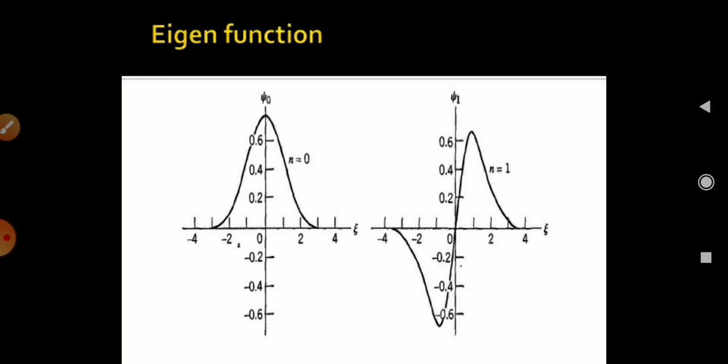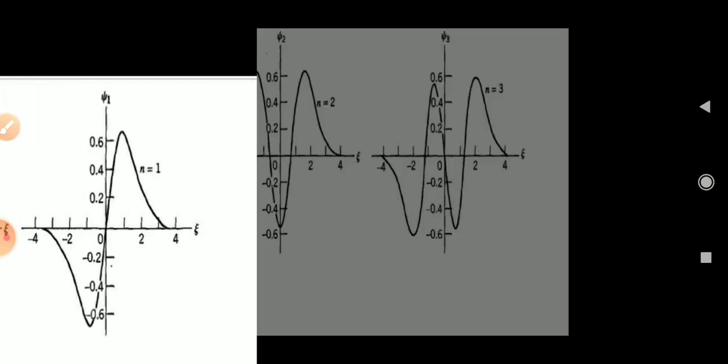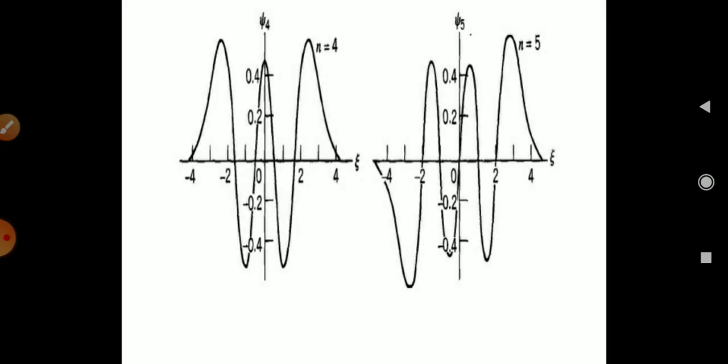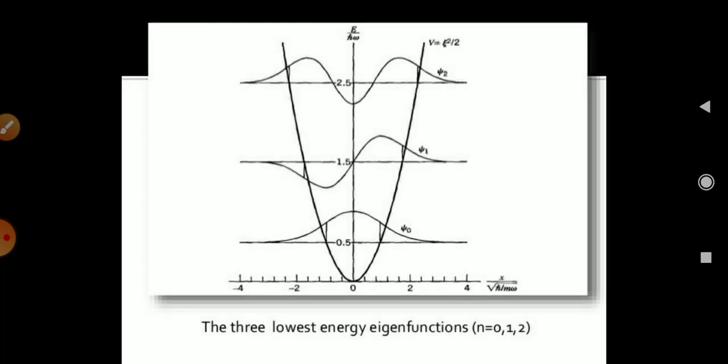These are the eigenfunctions for a harmonic oscillator for n0, n1, n2, n3, n4, and n5. This is the three lowest energy eigenfunctions for n equals 0, 1, and 2. You can see psi 0, psi 1, and psi 2, and here you can see E by h nu. These are the different vibrational levels. So this is all about the harmonic oscillator. Thank you very much.